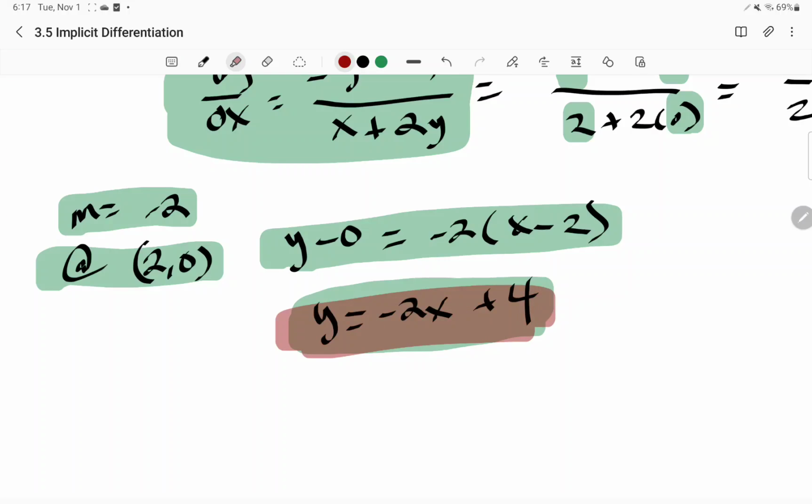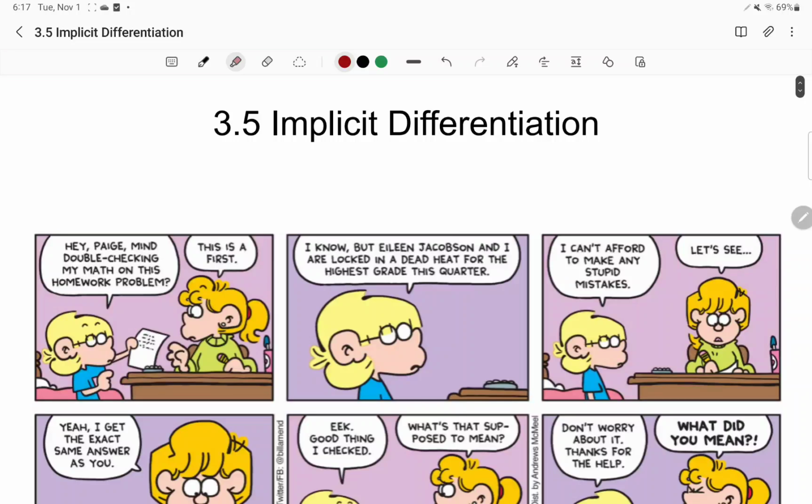So I'm going to highlight this in red as well. That is our final answer. That's what they're asking us for. And that will do it for 3.5 implicit differentiation.